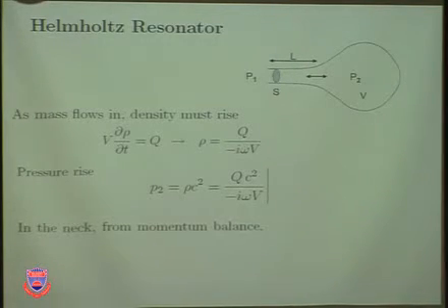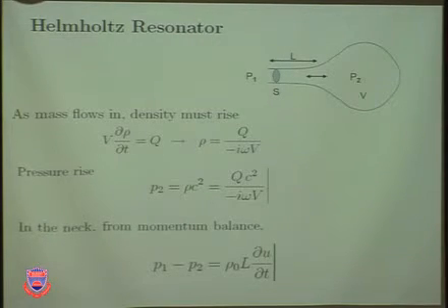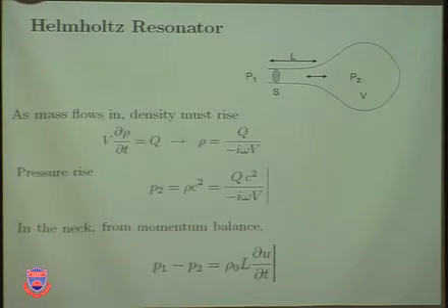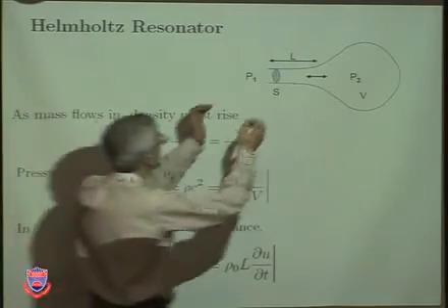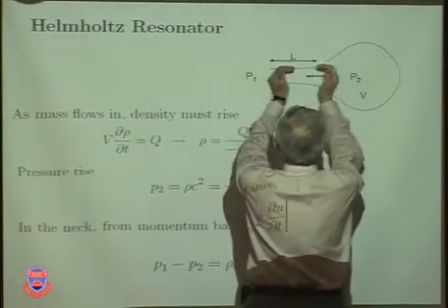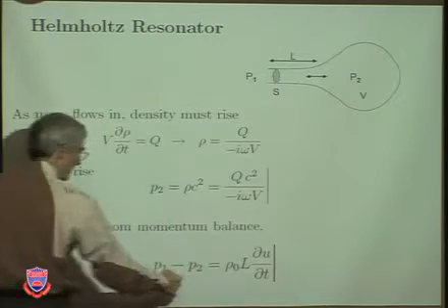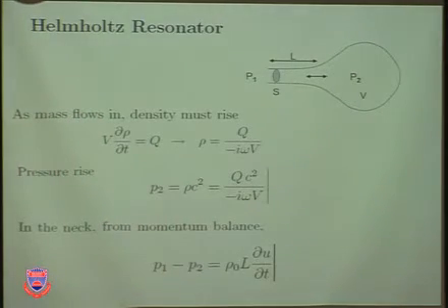Just the neck part now. We want to have a momentum balance. The acceleration of the mass in the neck right here oscillates back and forth as a result of the pressure difference on either side of it, inside and outside.